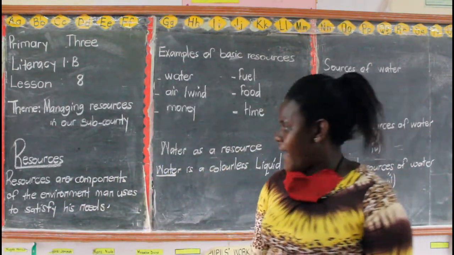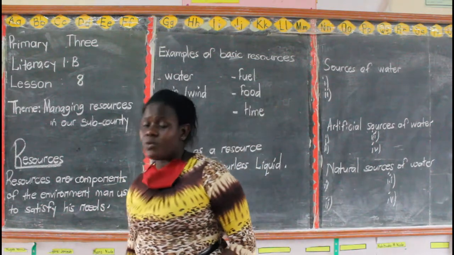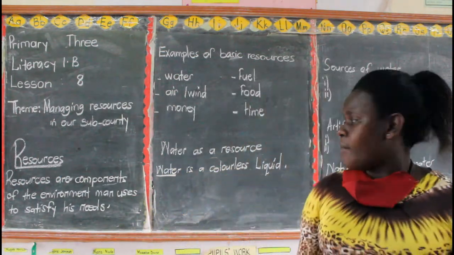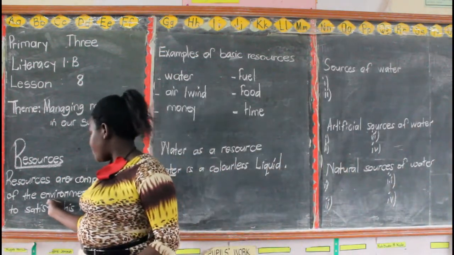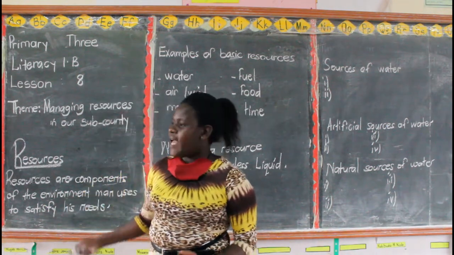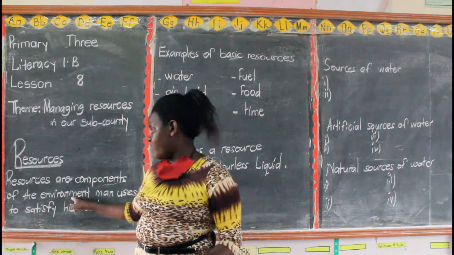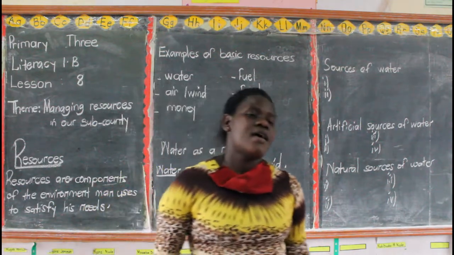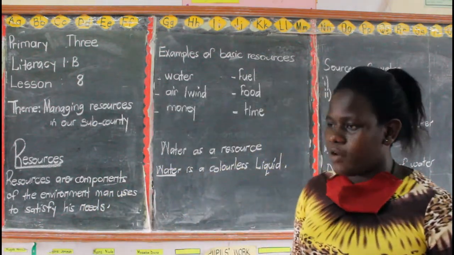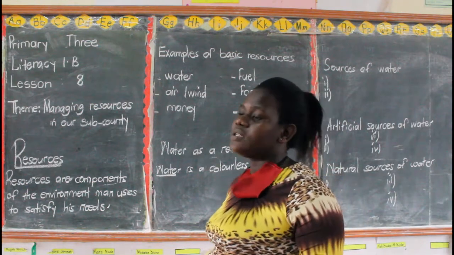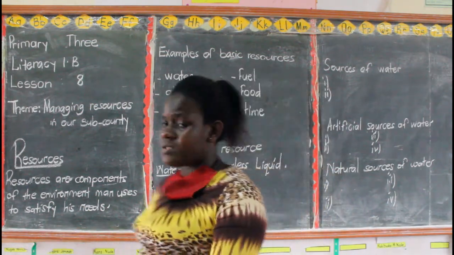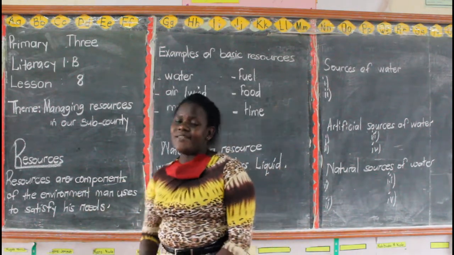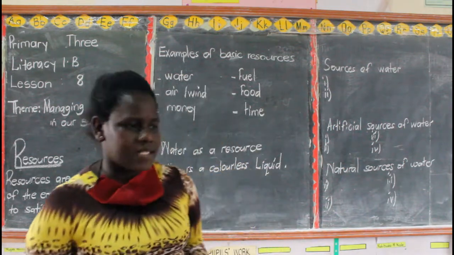And you should know how to write down very well this word, components. Components of the environment. Most of you, when you're writing the word environment, normally leave out the N. Children, environment has two N's, actually three with this one next to M. Don't forget the N there. Environment. And you know what environment is from Literacy 1A: things around us, things surrounding us. So resources are components of the environment man uses to meet his needs.